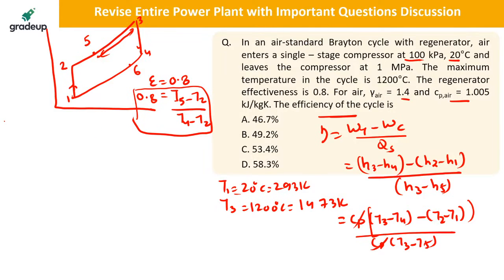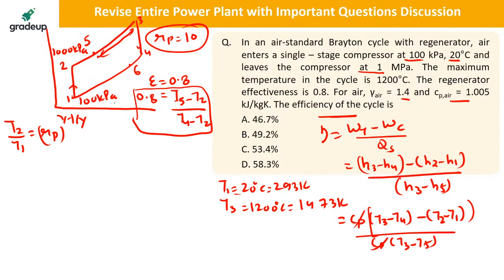You can find the value of T2. T2 by T1 is equal to pressure ratio over gamma minus 1 by gamma. In this question, they have given the pressure at the inlet is 100 kilopascal and pressure after compression at 1 megapascal, that is 1000 kilopascal. So pressure ratio will be equal to 10. So T2 by T1 will be equal to 10 over 1.4 minus 1 divided by 1.4. So T2 you can get from here. You will be getting the value of T2, which will be 565.69.